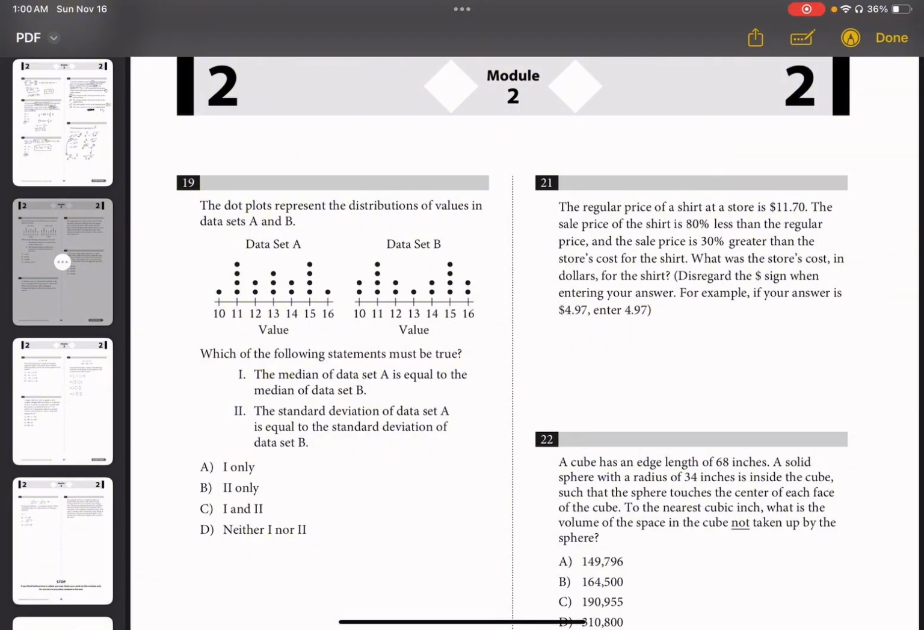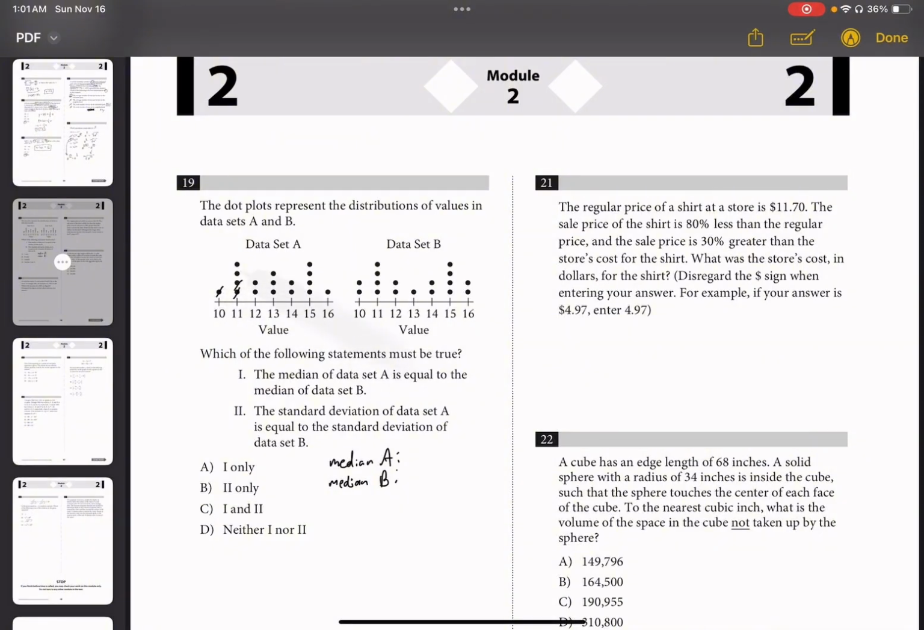Okay, so our first option, the median of data set A is equal to the median of data set B. And then option 2 is the standard deviation of data set A is equal to the standard deviation of data set B. So let's first find the median of each set, median of A and median of B. So for the median of A, first let's count how many values there are.